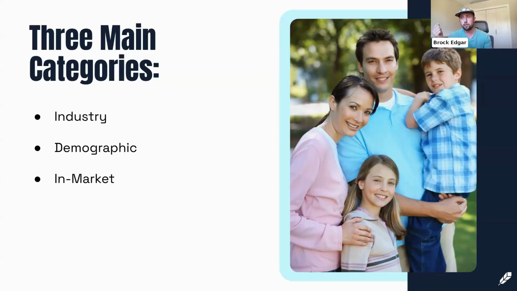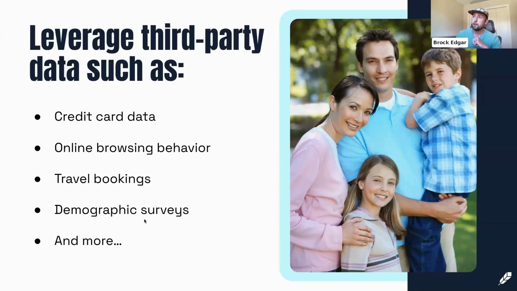We can also target finally based off of in-market, which is what are people buying? Are they shopping for a new car, a new boat, a new house? Are they in the market for a credit card or an auto loan? These are all things that people could be spending their money or are historically used to spending their money on. And we have lists of the cookies that represent people that are taking those actions.